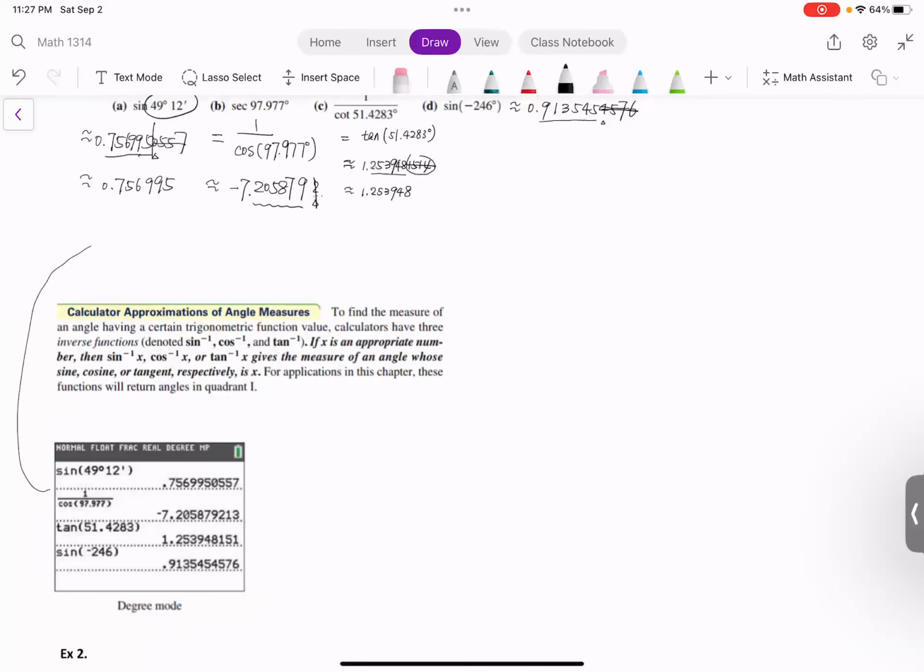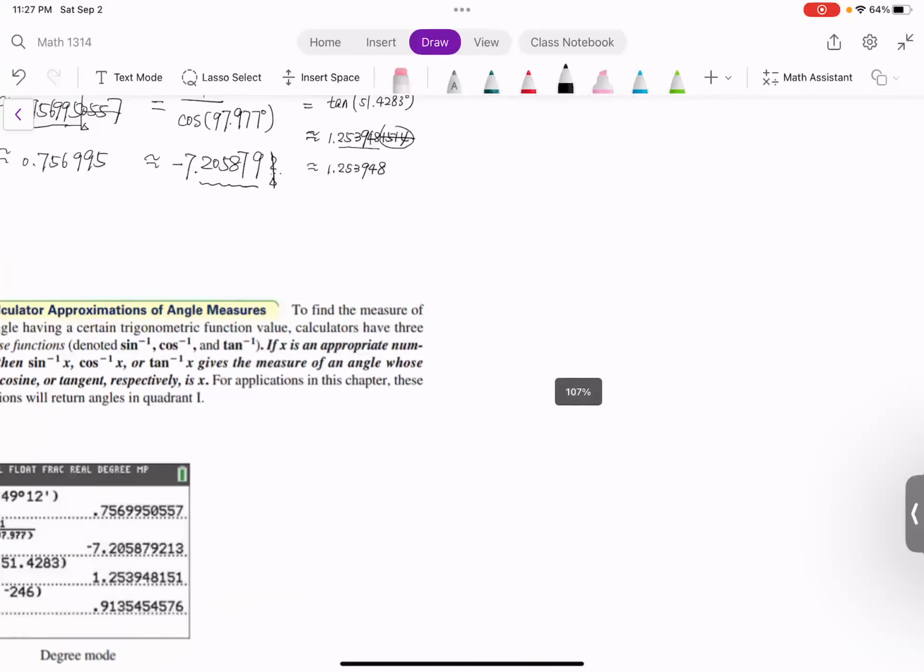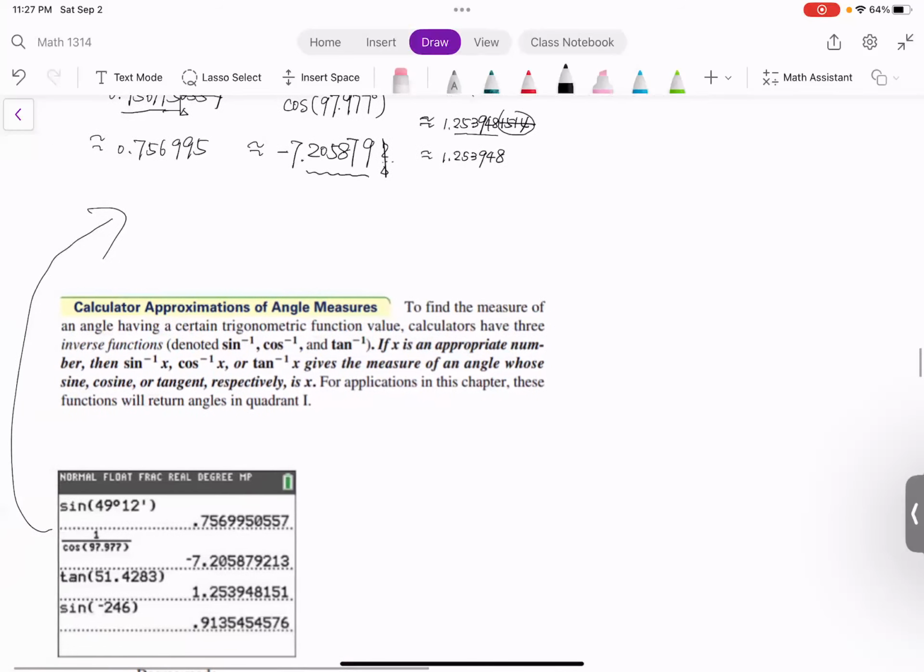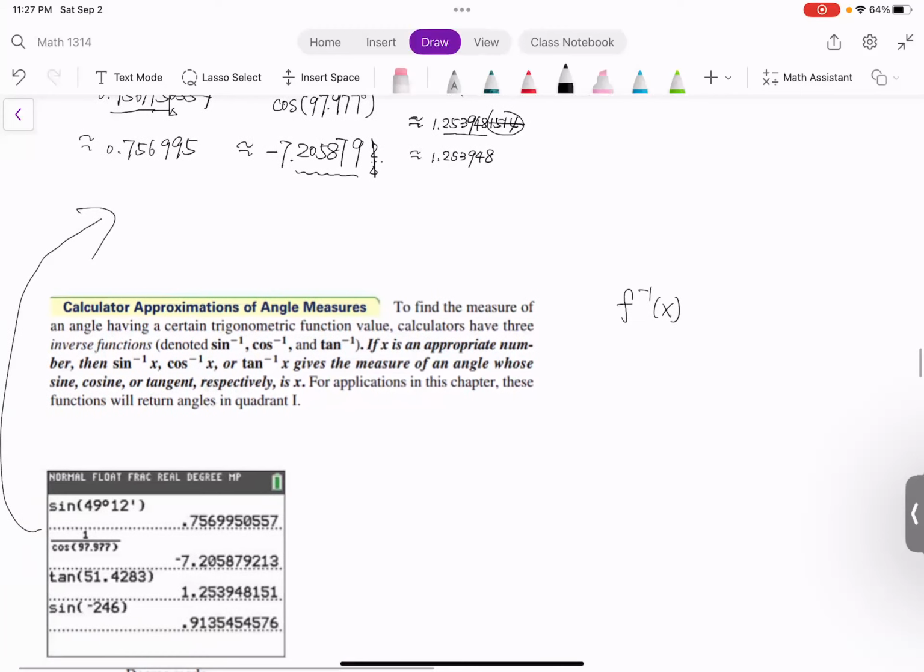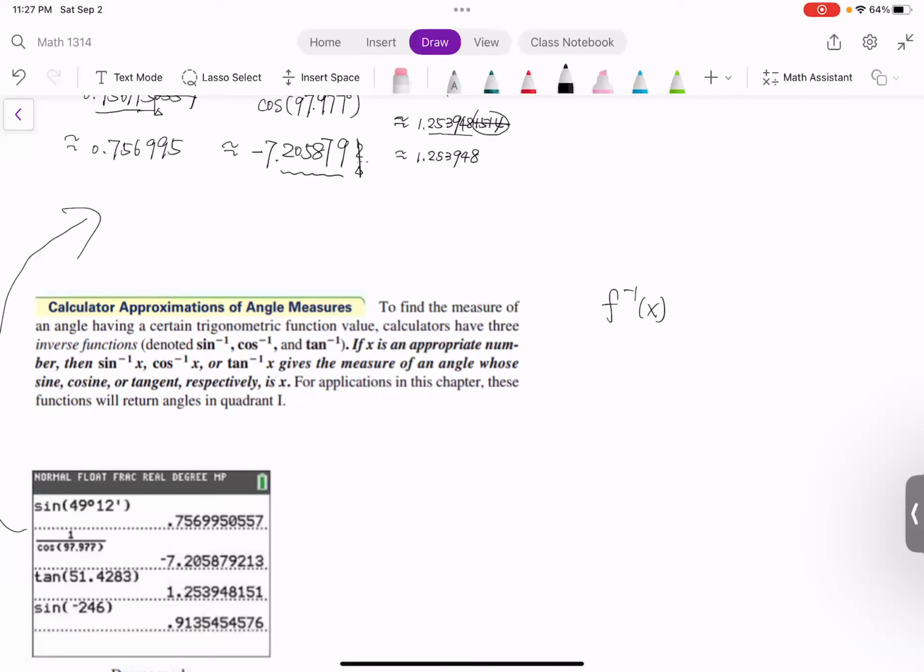Oh, it shows you the calculator information. Okay, how about this? Something related to what we have learned last semester. What is this? Inverse of f of x. That means we are looking for the inverse function of f. How about this? This means inverse of sine of x.